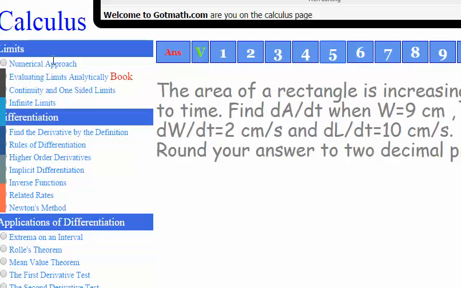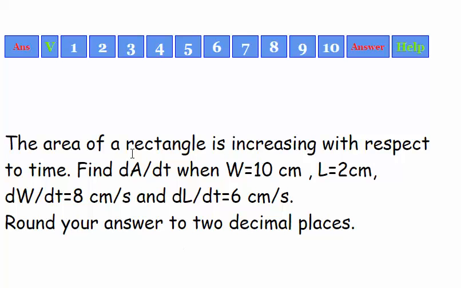Anyway, we're doing related rates. Calculus, obviously. I don't know, maybe it's not obvious. We're in this section right here. We're going to be looking at this particular problem here, however, the numbers are going to be different. Okay, and actually, this is it right here.